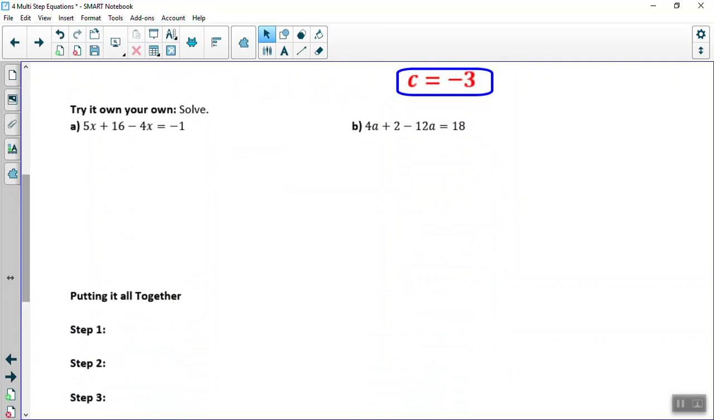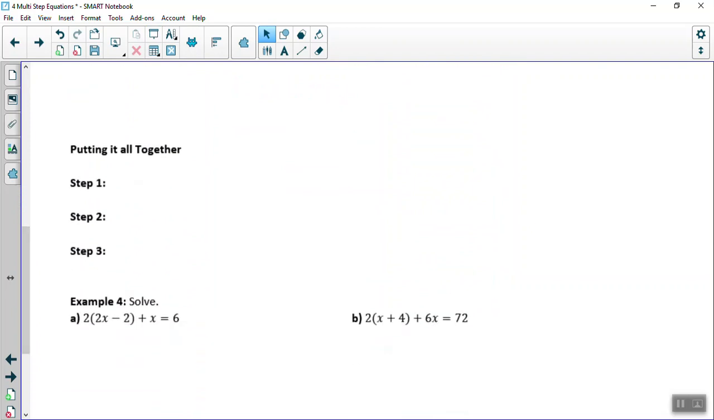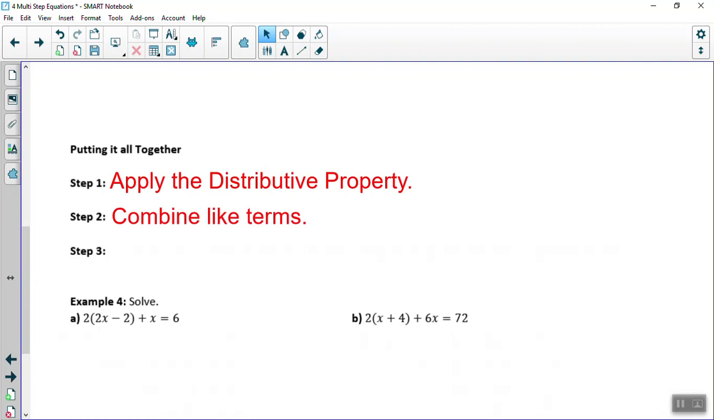All right, let's put it all together. So when we solve a multi-step equation, the first thing we need to do is simplify. Remember, simplify takes two steps. First, we use the distributive property, then we combine like terms. So I like to use this and say that we are distributing.